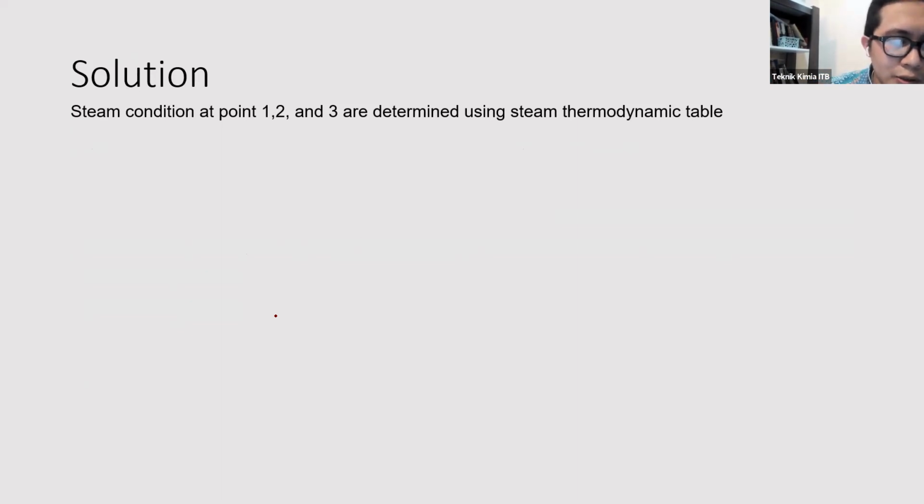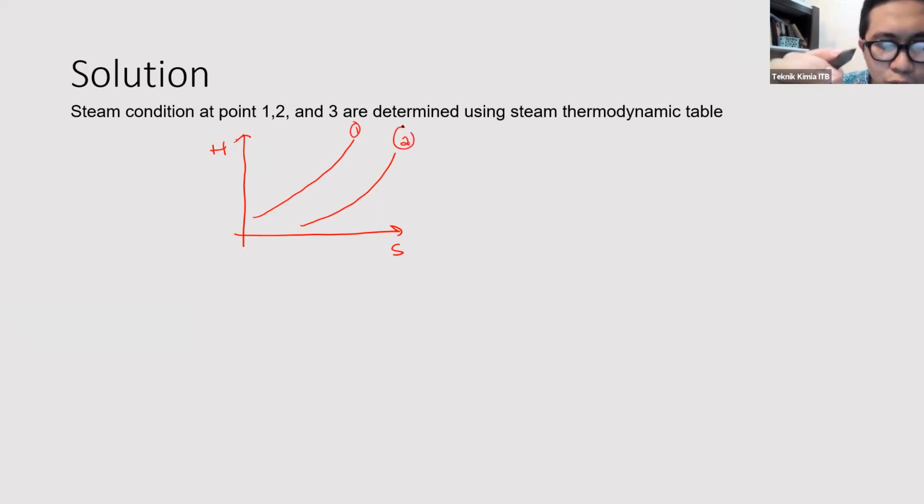Firstly, if you face this kind of problem, it will be better to create a graphic plot, the HS diagram, or enthalpy versus entropy diagram. Here we have 2 conditions. We have condition number 1, stated for example here, and condition number 2. In this case, we have pressure 1 and pressure 2. So in this case, there will be 2 points.